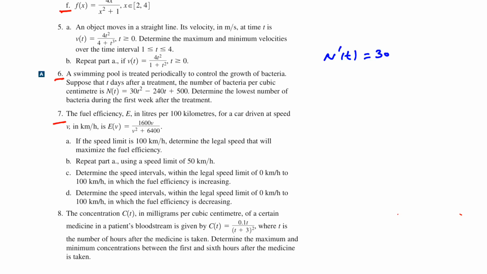Notice that t is the time, and it is per day, and the derivative of N(t) is 60t - 240. If we set it to 0, we get t = 4.